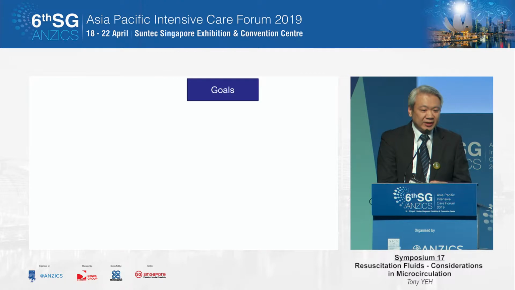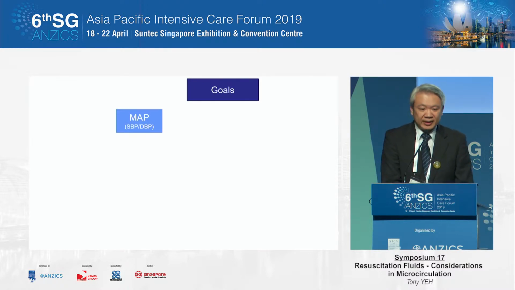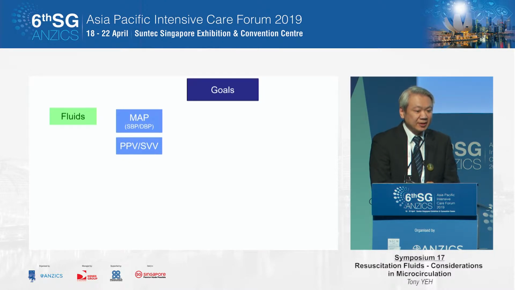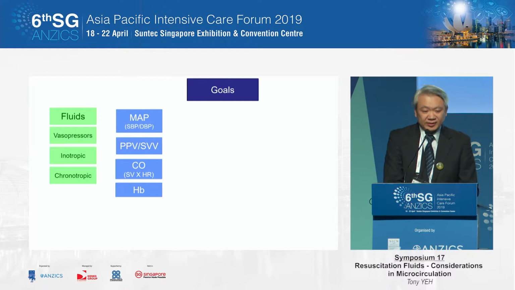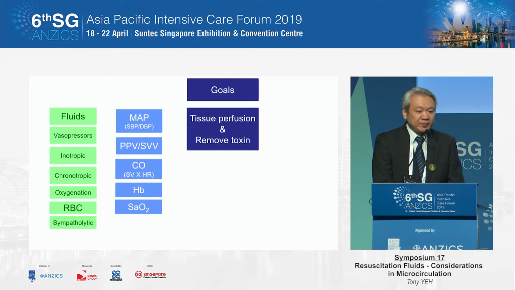So what's the goal of our resuscitation? I think most doctors will say, yeah, we try to have a good blood pressure, so you aim at a target MAP. And maybe you can use fluid, maybe you can try to measure the fluid responsiveness. And then you will maybe be able to use vasopressors. So actually the question is very difficult. You have to go step by step, and you want to have good oxygenation, so you have to consider more and more. So actually we have to go back.